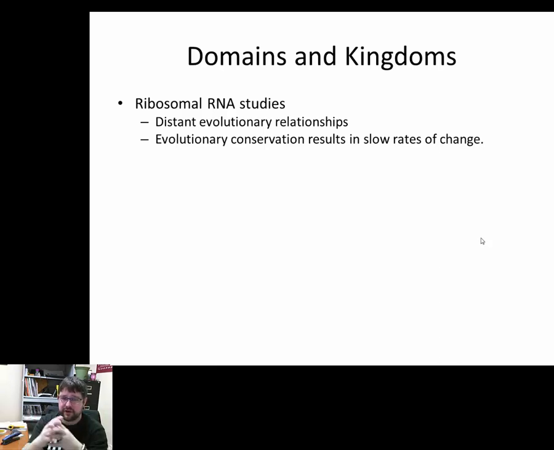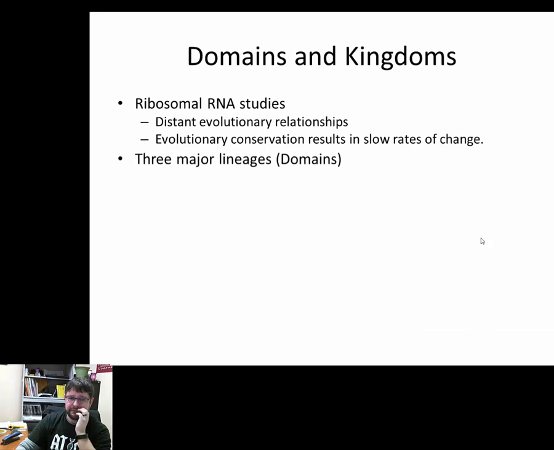They have a very slow rate of change. This is the chunk of RNA that's going to be on the small subunit of a ribosome. It's the place where messenger RNA, sorry, is going to bind to it. And so it's very specific to a domain or kingdom, but it has a very slow rate of change. So it shows a lot of distant evolutionary connections.